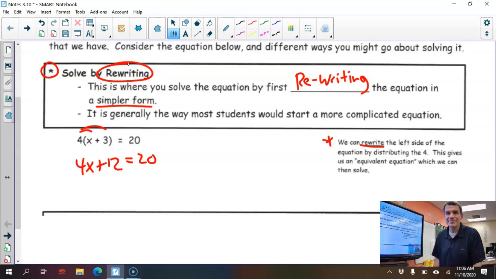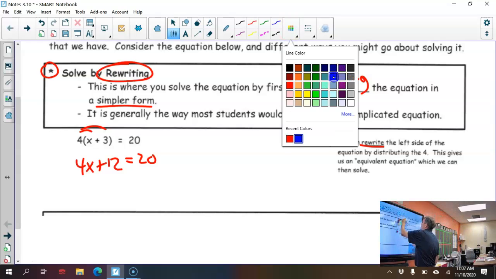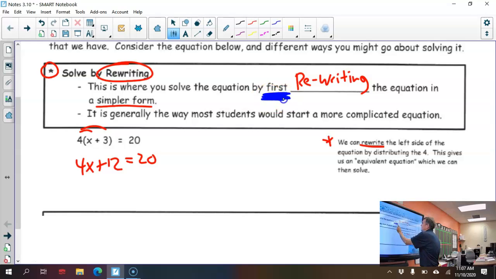And then I would solve it. I'm not actually going to solve it, but this is what I would do first. And whatever you do first dictates what method you're using. So when you simplify the problem first by rewriting it, that is known as rewriting.